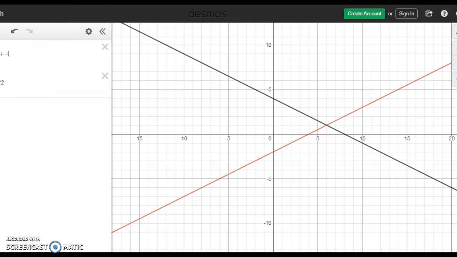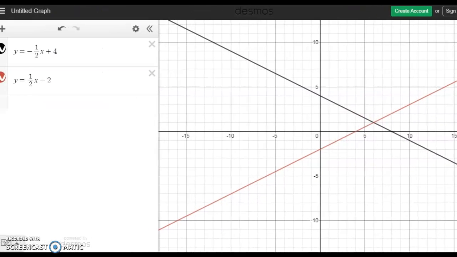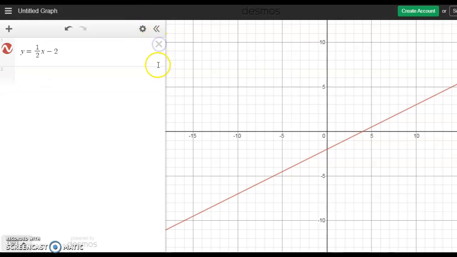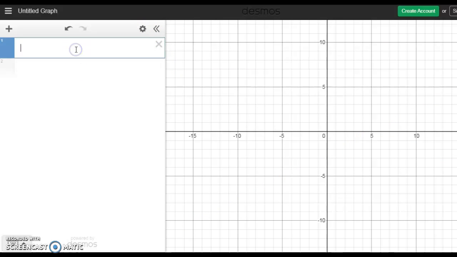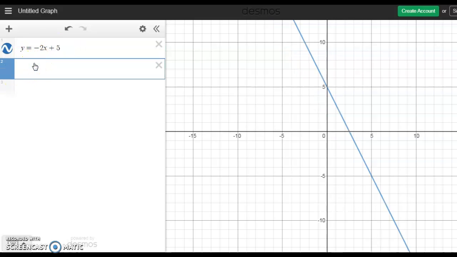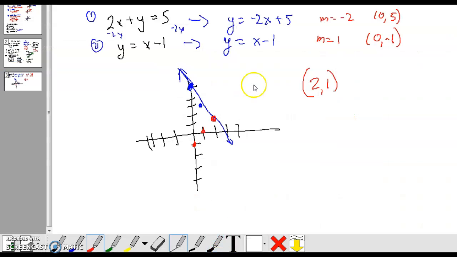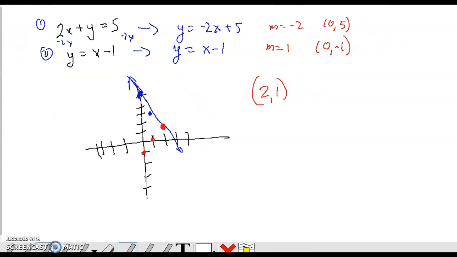So again, come over here. Eliminate those two. And let's type in our new equations. So we had y is equal to negative 2x plus 5. And our second equation was y is equal to x minus 1. So we can see there is a point of intersection, 2, 1. So again, let's just double check that this works out.